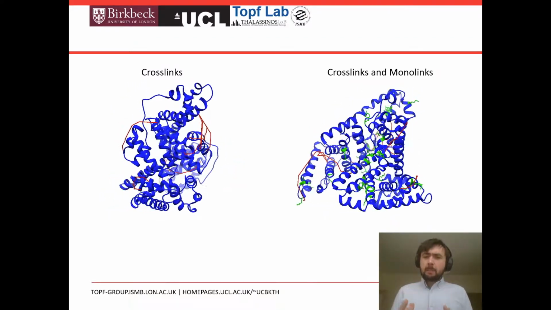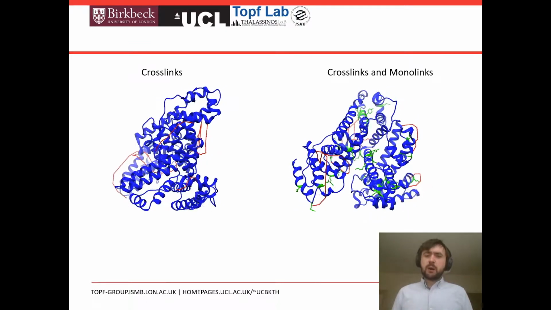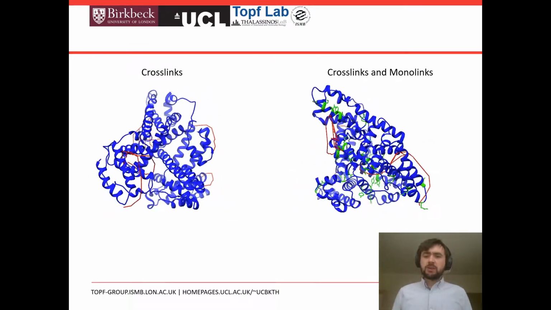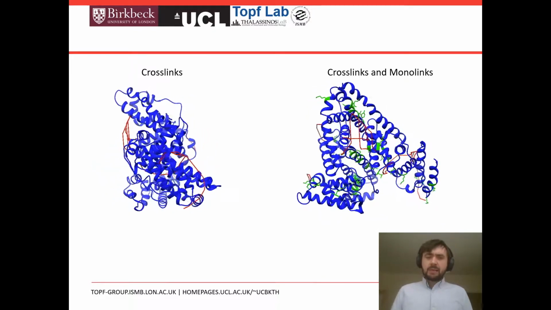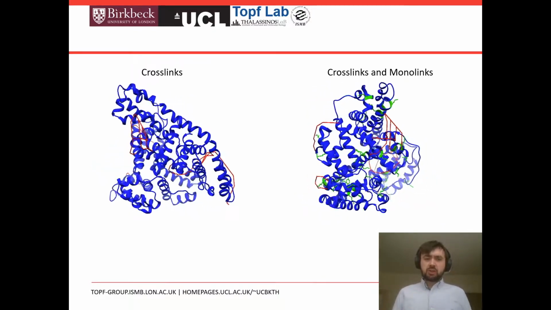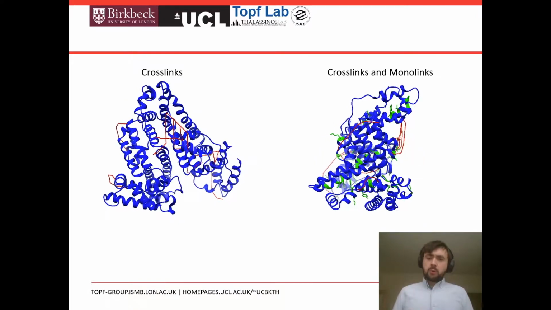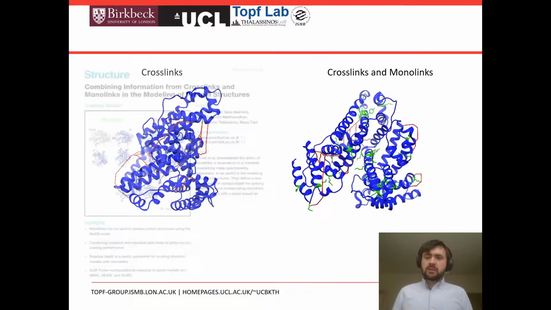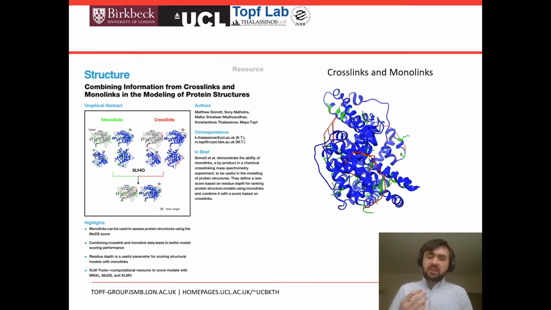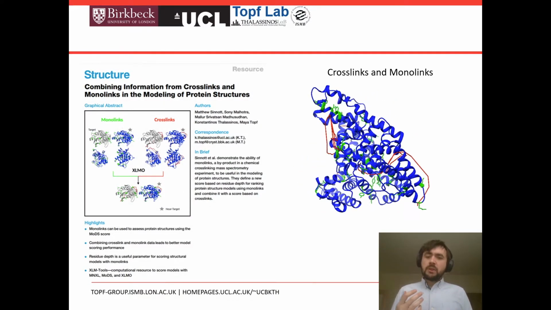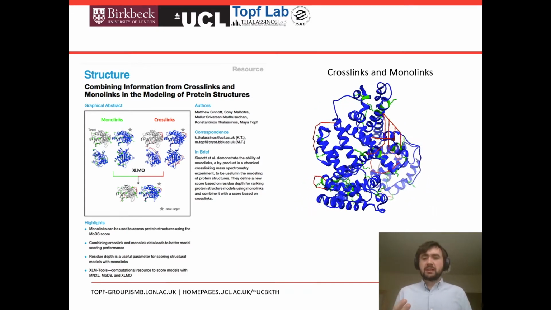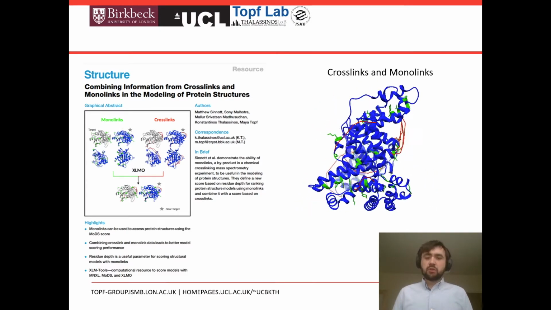And because we get more of these monolinks in an experiment than we do crosslinks, we have more information to actually model protein structures on. And we recently published a paper in Structure where we first of all designed a scoring function for scoring model structures based on this residue exposure information. This is called the monolink depth score, where we score model structures based on how deep these residues, which have monolinks attached, are in this model structure.